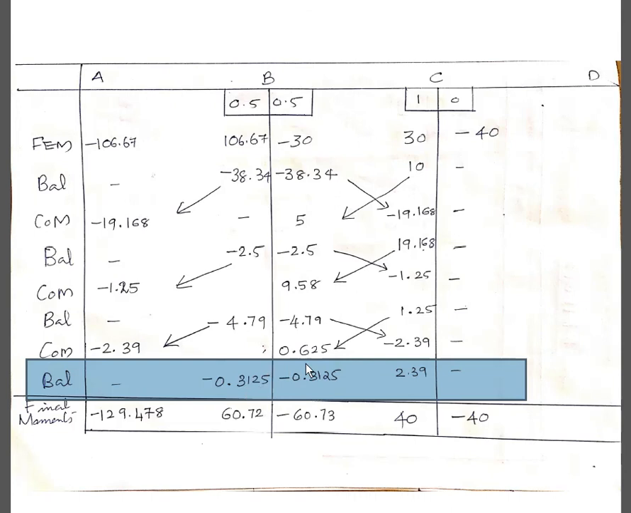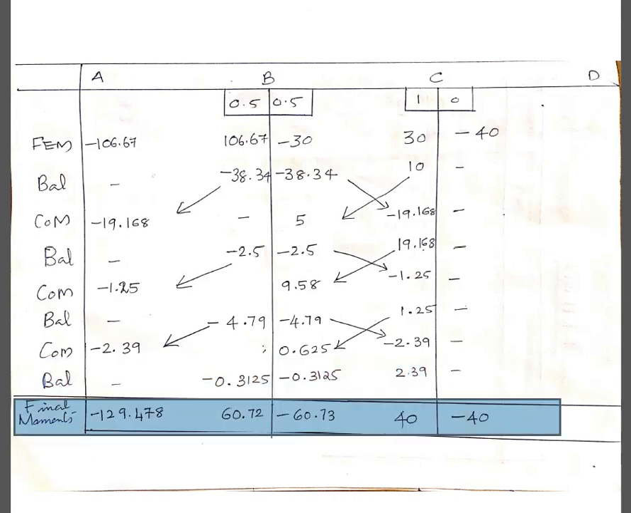I think we can stop the iteration here and add all the moments. So these are the final moments. Add all the moments at A, add all the moments at B, and for BA and BC the values will be equal and opposite, and for CB and CD also the values are equal and opposite.